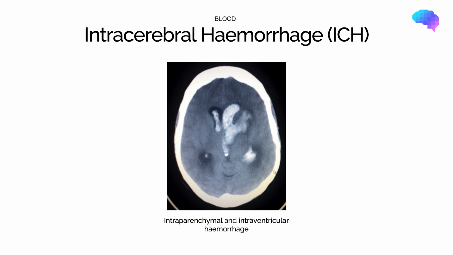This CT scan shows a slightly different pattern of bleeding compared to the one we saw earlier. There is still intraparenchymal hemorrhage, indicated by this area of high density within the brain tissue itself, but there is also high density within the lateral ventricles as well, which shows that coagulated blood has made its way into the ventricular system, indicating that there is an intraventricular hemorrhage as well as the intraparenchymal hemorrhage.